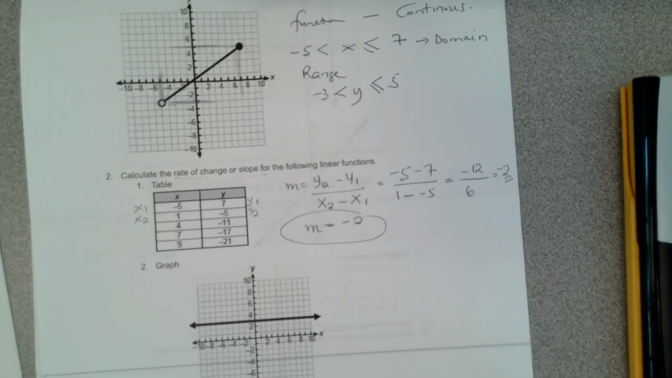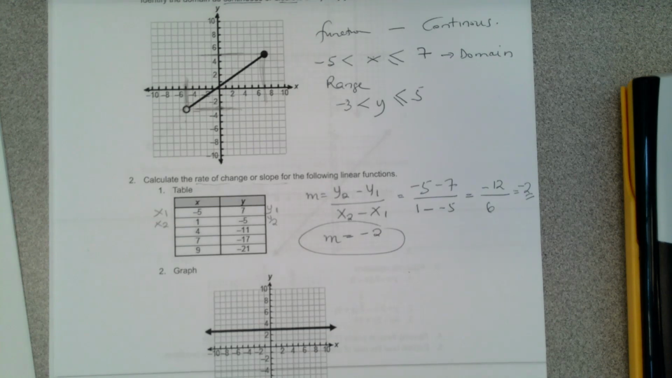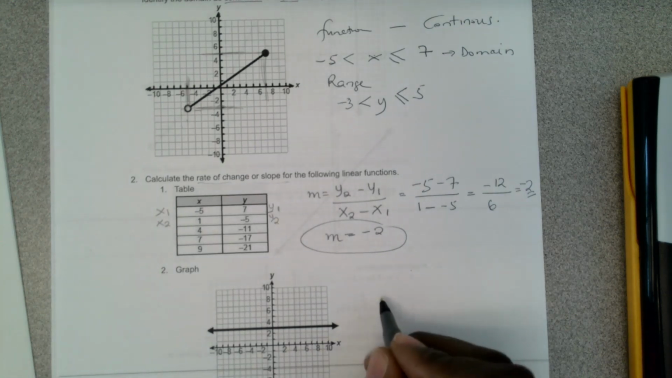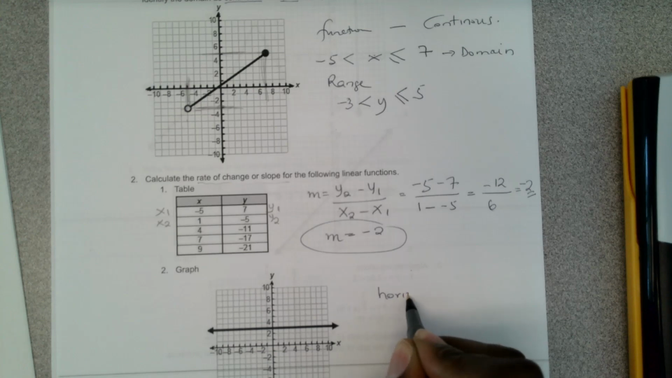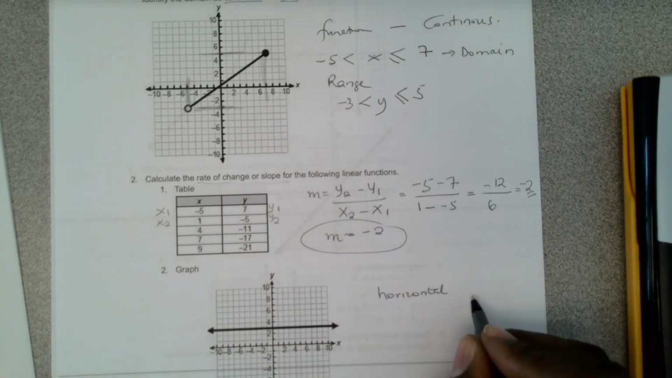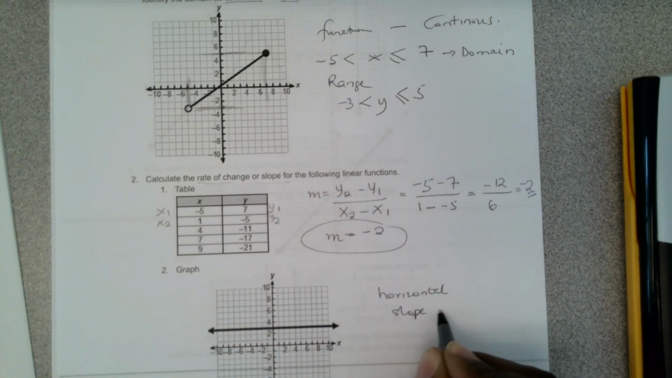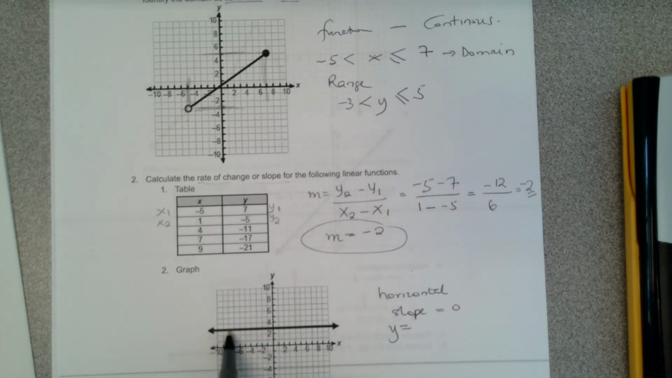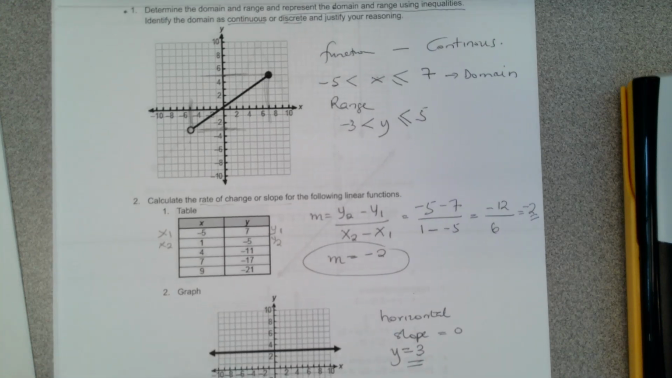The next problem is a horizontal line, and all horizontal lines have a slope of 0. If I wanted to extend and ask what the equation might be, then it will simply be y equals to the number the line is going through, +3, so y equals 3. So horizontal line, slope is 0, and the equation is y equals 3. We will move on to the next questions.